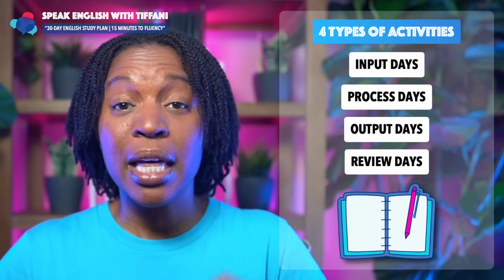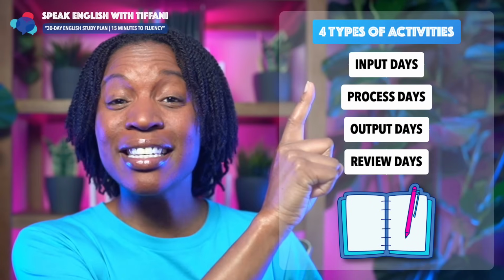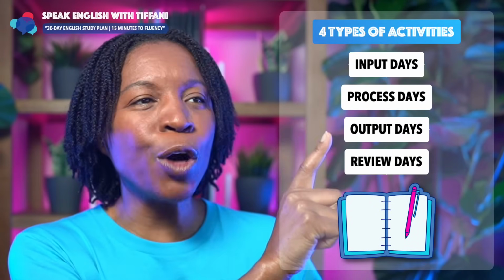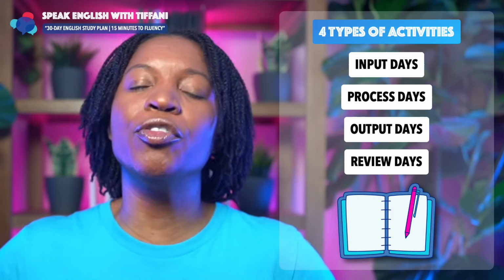In order to create a successful and effective 30-day English study plan, you must have the 4 activity types. They are input days, process days, output days, and review days. So in today's lesson, I'm going to teach you how to make your effective 30-day English study plan using these 4 activity types. Are you ready?